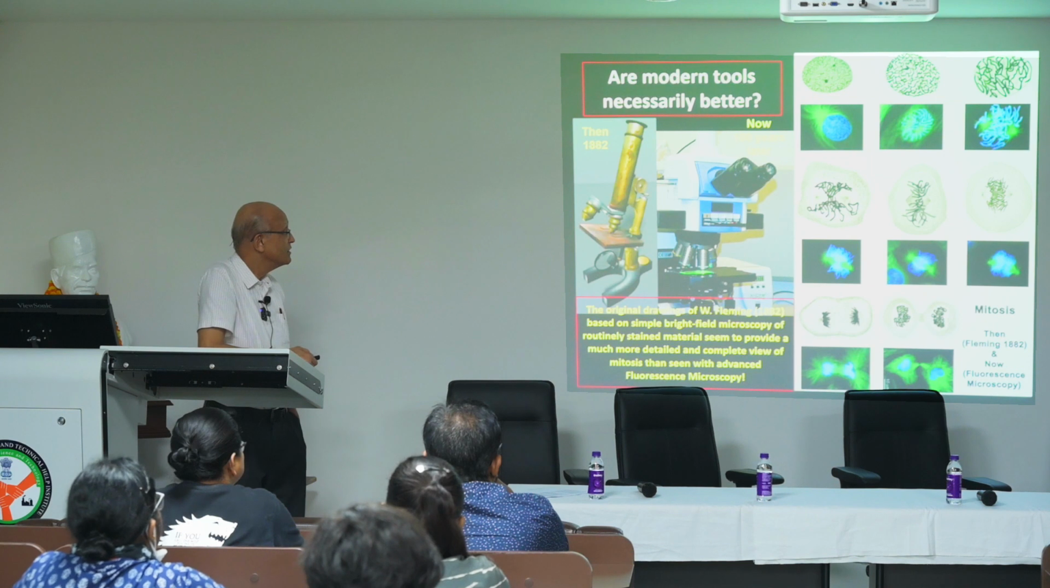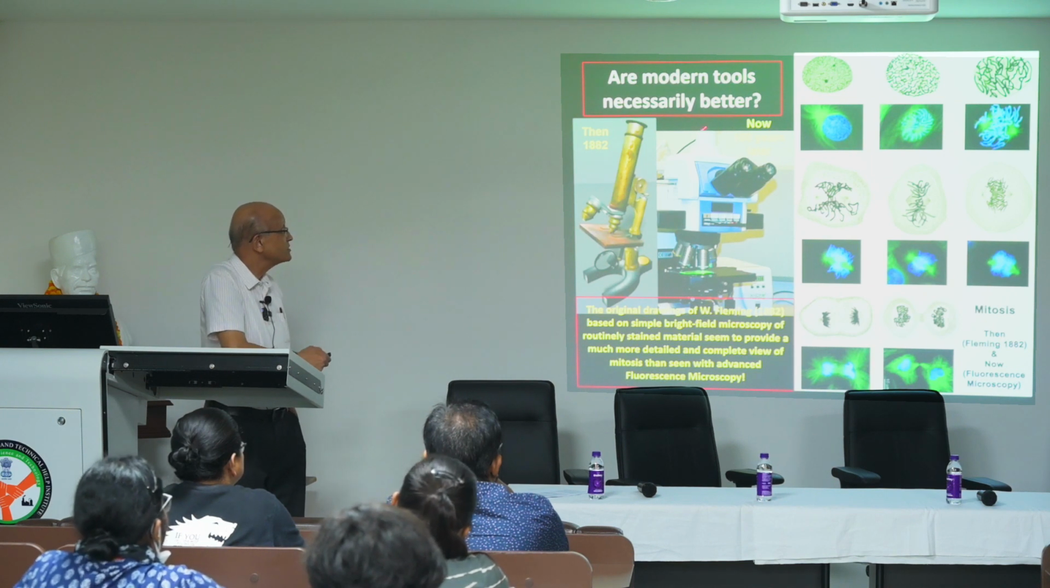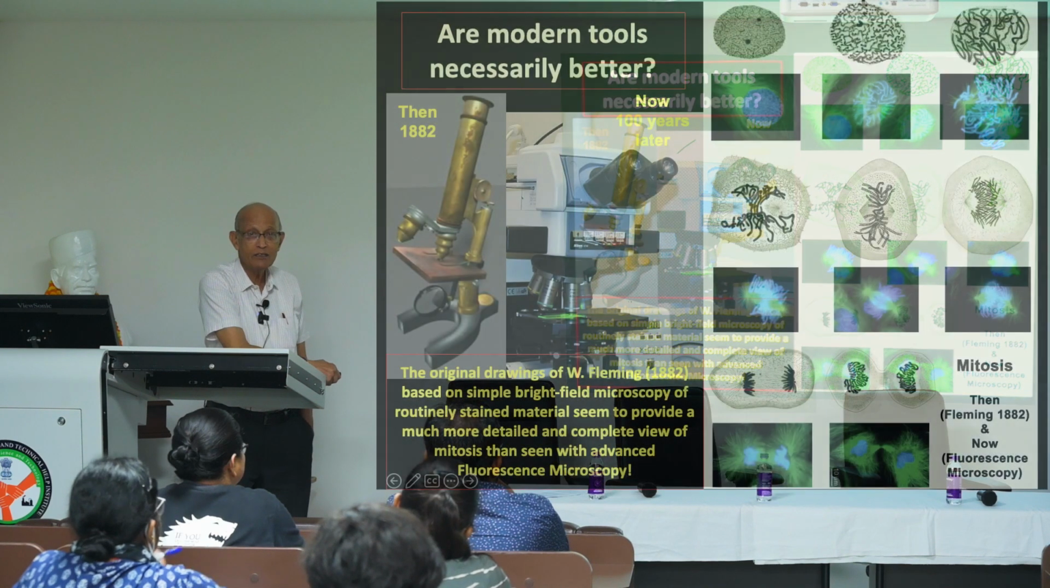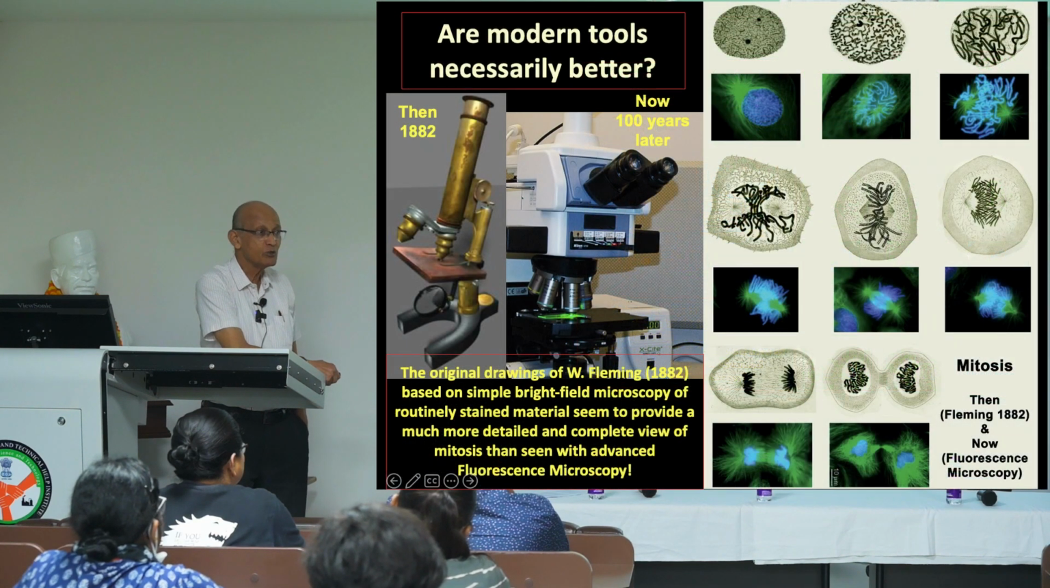Another one, a microscope like this generated these drawings. The first description of mitosis by Fleming in 1882, using a microscope like this. With a confocal microscope like this, we show metaphase cell division like this. You can decide which one gives you more information.